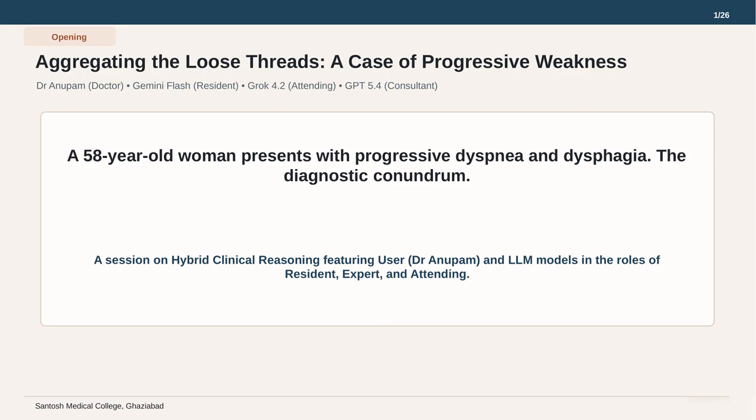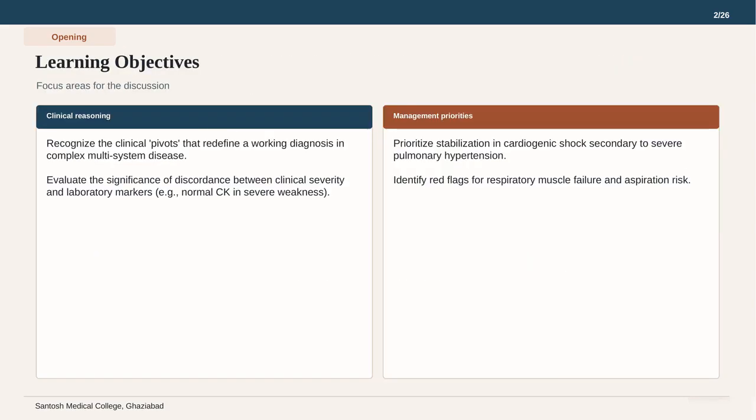Let us begin by outlining what we hope to achieve during our time together today. Looking at these learning objectives, our discussion will center on two main pillars: clinical reasoning and management priorities. Within clinical reasoning, we want to recognize the pivots that redefine a working diagnosis when dealing with multi system disease. A major focus is evaluating why there might be a discordance between severe clinical weakness and normal laboratory markers, such as a normal creatine kinase.